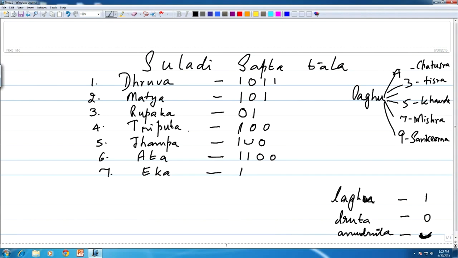If this Triputa tala is chatushra jati, the laghu will have a value of 4 counts. So you have 1, 2, 3, 4, 5, 6, 7, 8, which is what is Aditala, a cycle of 8 beats. But suppose the laghu is tishra jati, so the laghu has a count of 3. So it will be 1, 2, 3, 4, 5, 6, 7, a cycle of 7 beats. Suppose the laghu is khanda jati, that is, it has 5 counts. So it will be 1, 2, 3, 4, 5, 6, 7, 8, 9.